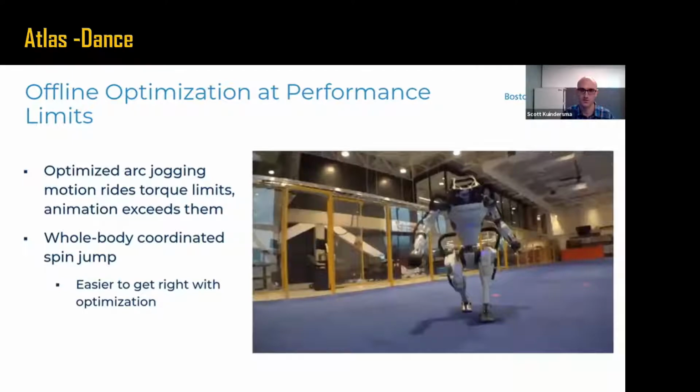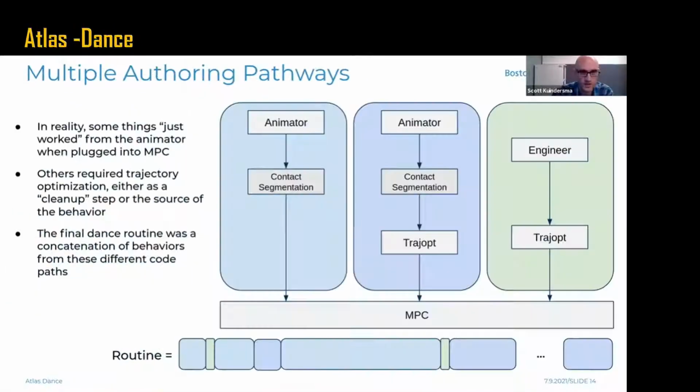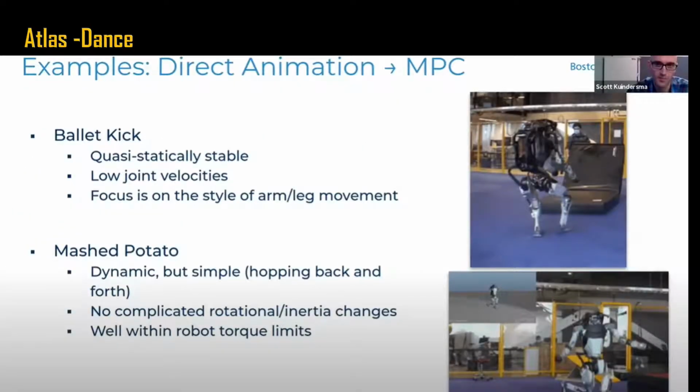Optimized arc jogging, motion rides, torque limits, animation exceeds them, and whole body coordinated spin jump is easier to get right with optimization. Basically, this is the same thing but applied to dance, like what we talked about with offline optimization. So here are two movements. This one performs a ballet kick, and of course, these are more fun to watch as videos, but I just took screenshots.